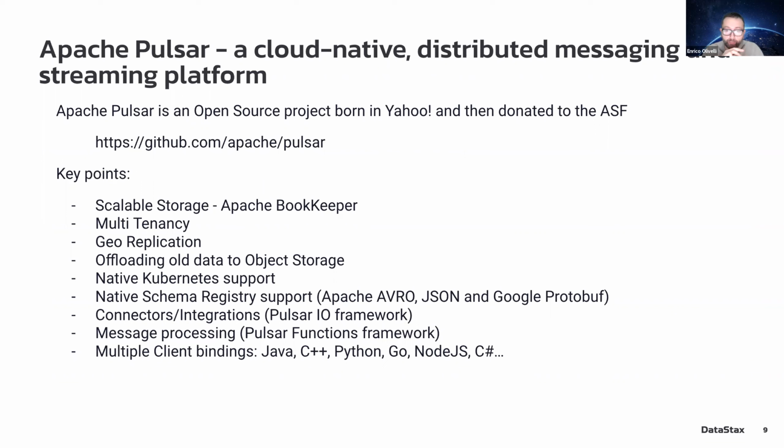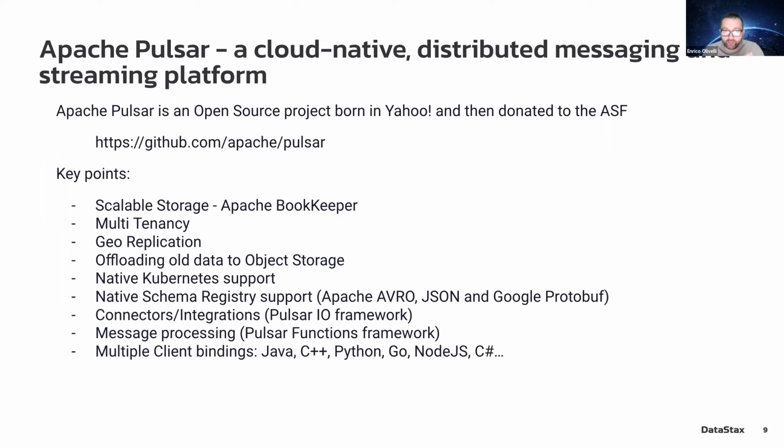It supports offloading all data to object storages like S3, Google Cloud Storage. So basically, you can move your old data to a cheaper storage that is not local to the cluster. It brings native Kubernetes support. There is the schema registry that supports Avro, JSON, and Google Protobuf schemas.